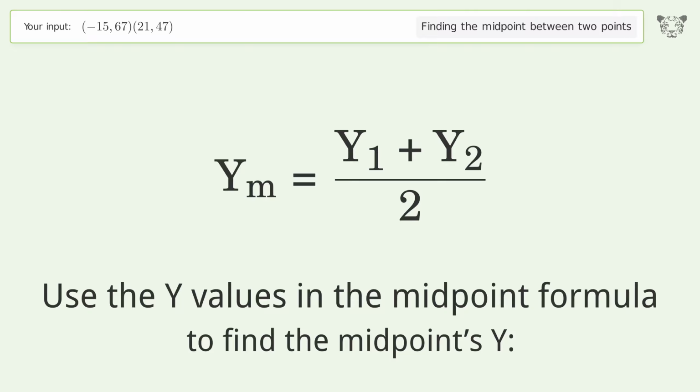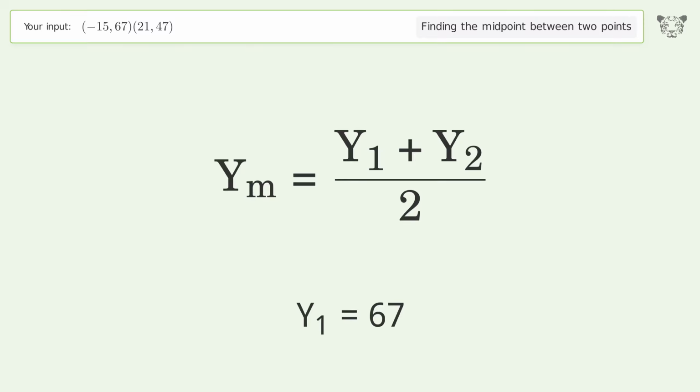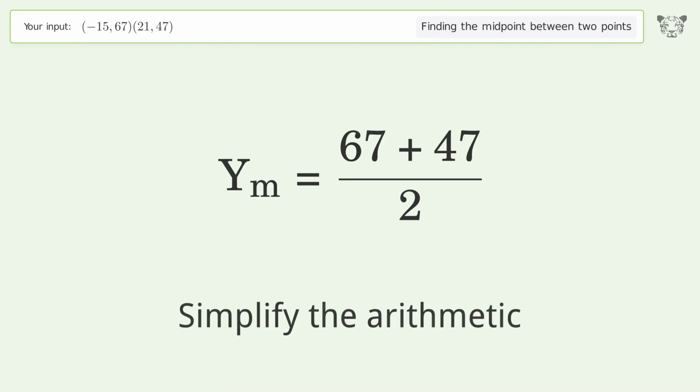Use the y values in the midpoint formula to find the midpoints y. y1 equals 67. y2 equals 47. Simplify the arithmetic.